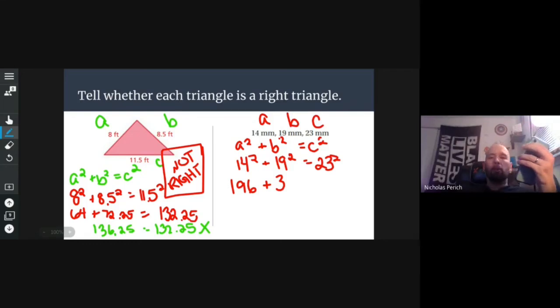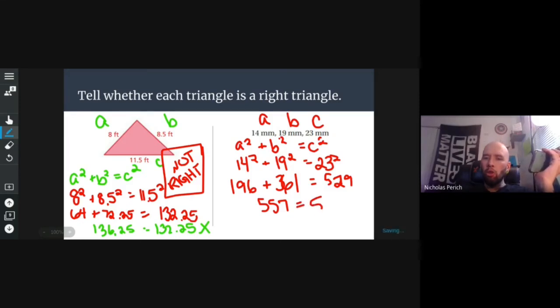19 squared. One sec. Oh my gosh. Where's my calculator? 19 times 19 is 361. 23 times 23 is 529. 196 plus 361 is 557. Do those two guys equal each other? No. So is this a right triangle? No.